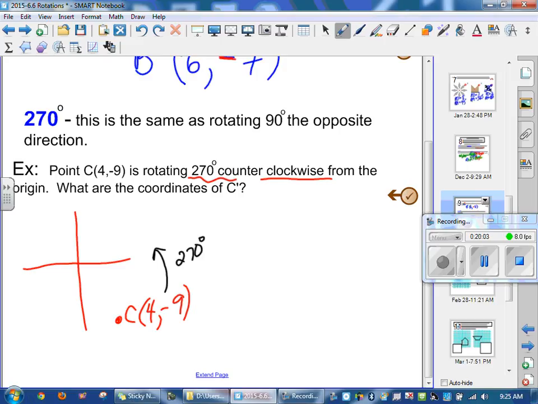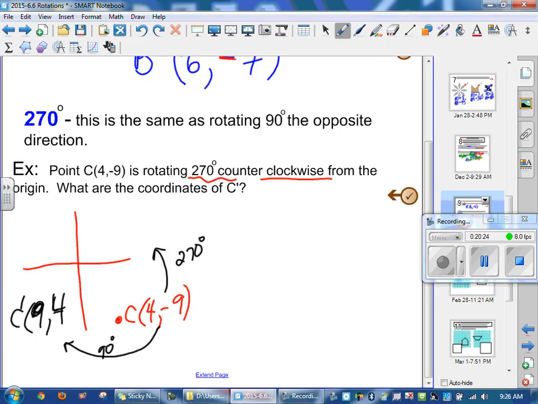Okay? And what's my rule for going 90 degrees? What do I do with the digits? You switch their places, good. So I have C prime is going to become 9 and negative, or sorry, 9, 4. Now how do I do my signs? What am I going to do with the signs now? They're both negative. How come?